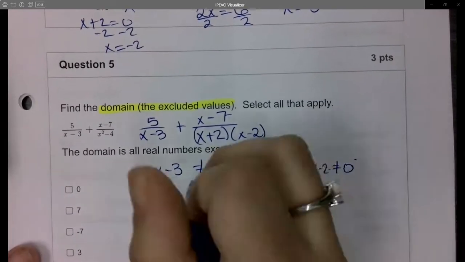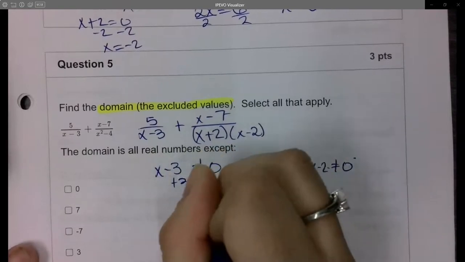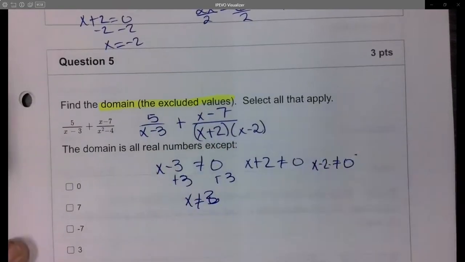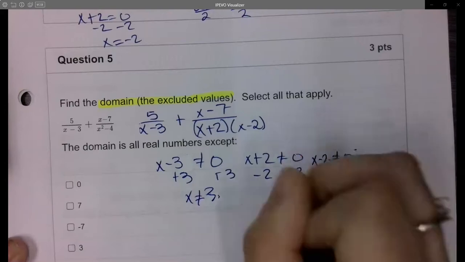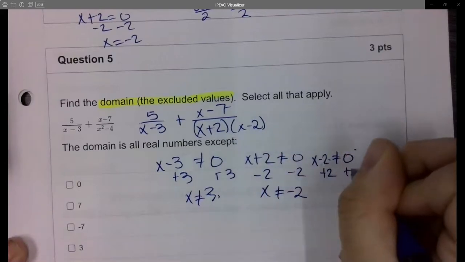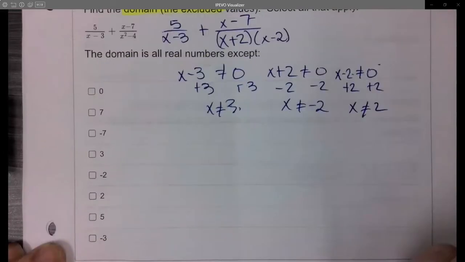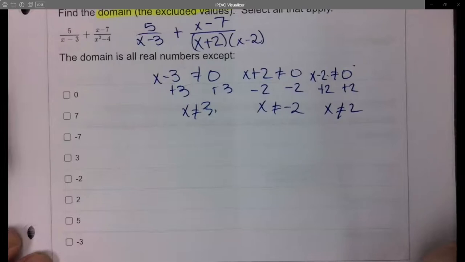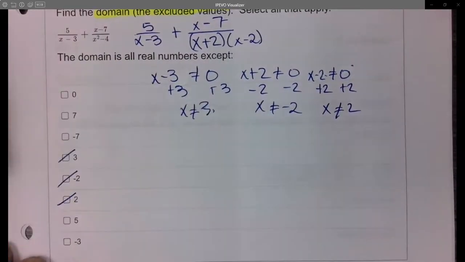So on the first one, I add 3 to both sides. x doesn't equal 3. On the second one, I subtract 2 on both sides, x doesn't equal negative 2. And on the last one, I add 2, x can't equal 2. So those are the 3 numbers my domain can't be. Can't be positive 3, negative 2, or positive 2.